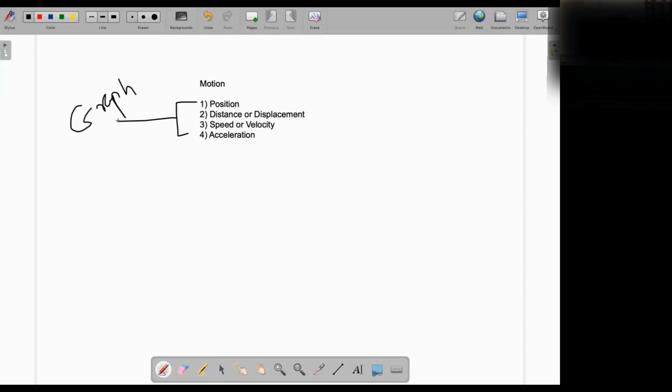I need to know the positions, distance, displacement, speed, velocity, and acceleration, and I should be able to represent everything in the graph. So from the graph, I can find distance, displacement, speed, velocity, acceleration, everything. Okay, this is what I'm going to do to describe a motion.